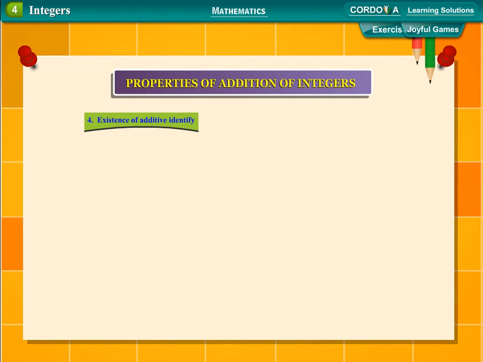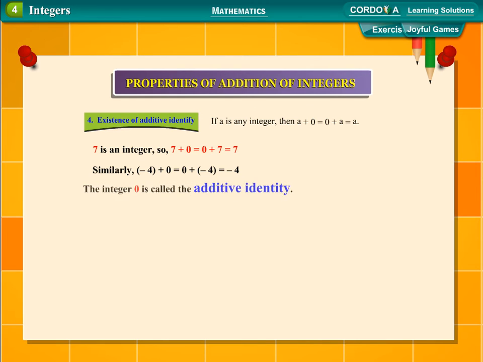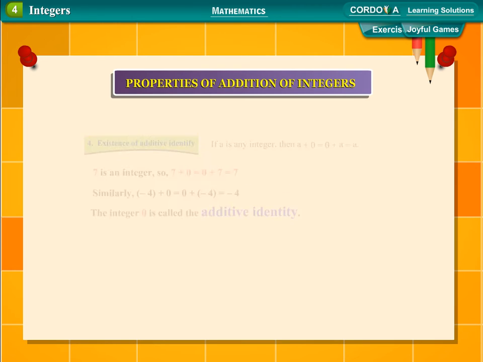Existence of additive identity. If a is an integer, then a plus 0 is equal to 0 plus a, which is equal to a. 7 is an integer, so 7 plus 0 is equal to 0 plus 7, which is equal to 7. Similarly, minus 4 plus 0 is equal to 0 plus minus 4, which is equal to minus 4. The integer 0 is called the additive identity.